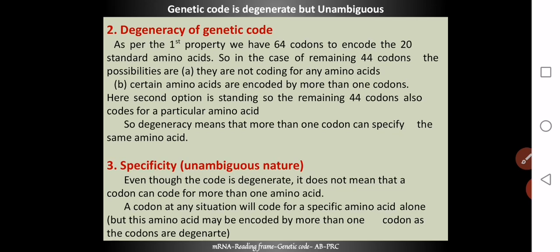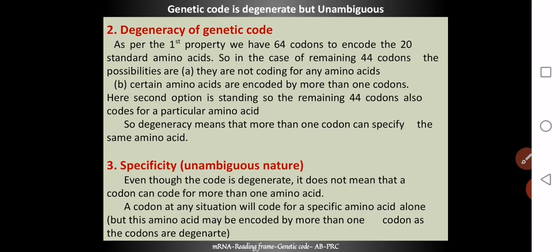So certain amino acids are encoded by more than one codon. This is what we denote by the degeneracy of the genetic code. Then the third statement is about unambiguity. The genetic code is unambiguous. That means a particular codon will code for a specific amino acid. It is highly specific. A single codon will code for one and only one amino acid.